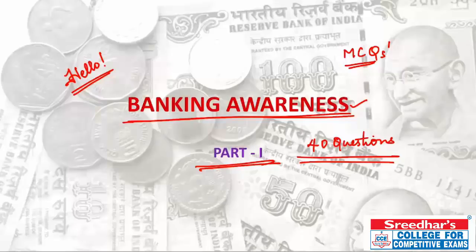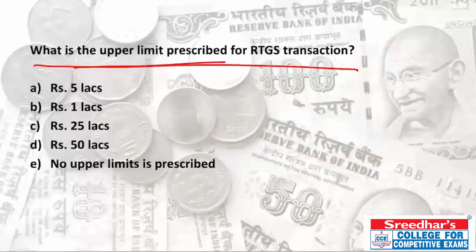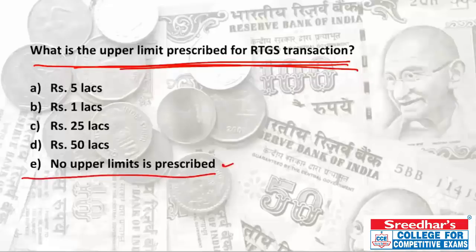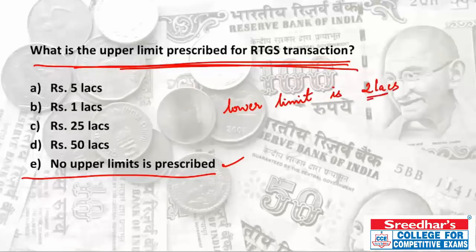So let's get started. What is the upper limit prescribed for RTGS transaction? The upper limit prescribed for RTGS transaction is no upper limit. There is no upper limit for an RTGS transaction. Here we need to know about the lower limit of an RTGS transaction. The lower limit of an RTGS transaction is 2 lakh rupees, whereas there is no upper limit.